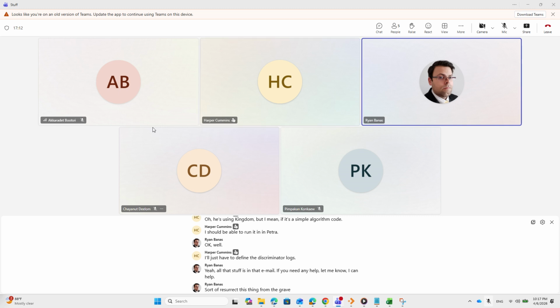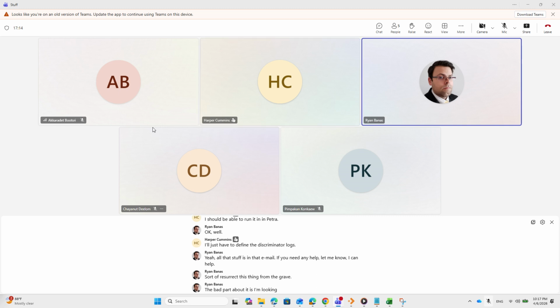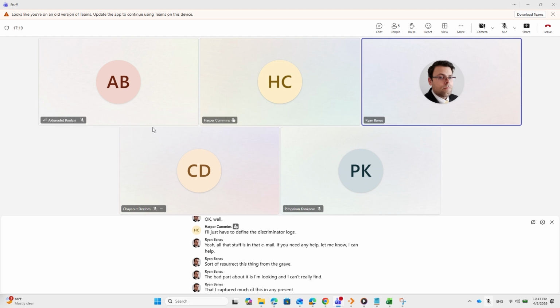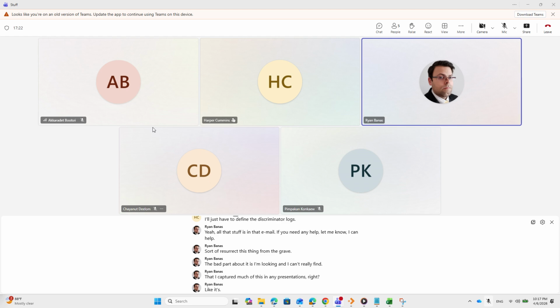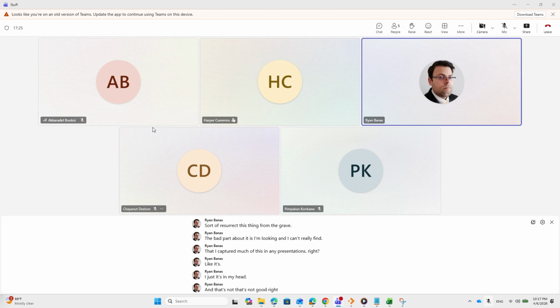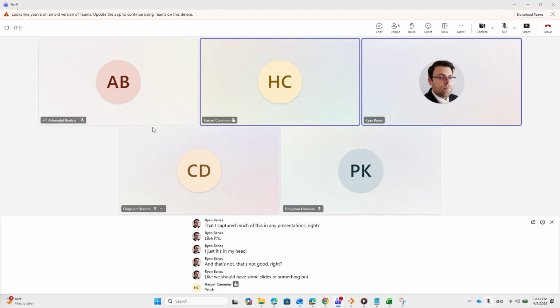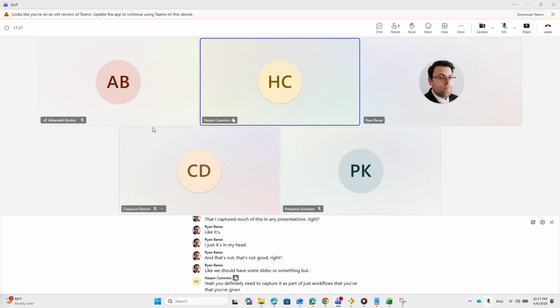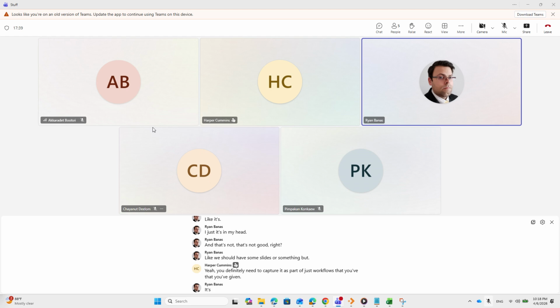And the bad part about it is I can't really find that I captured much of this in any presentations. It's in my head, and that's not good, right? We should have some slides or something. Yeah, you definitely need to capture it as part of the workflows you've given. There's something out there somewhere.